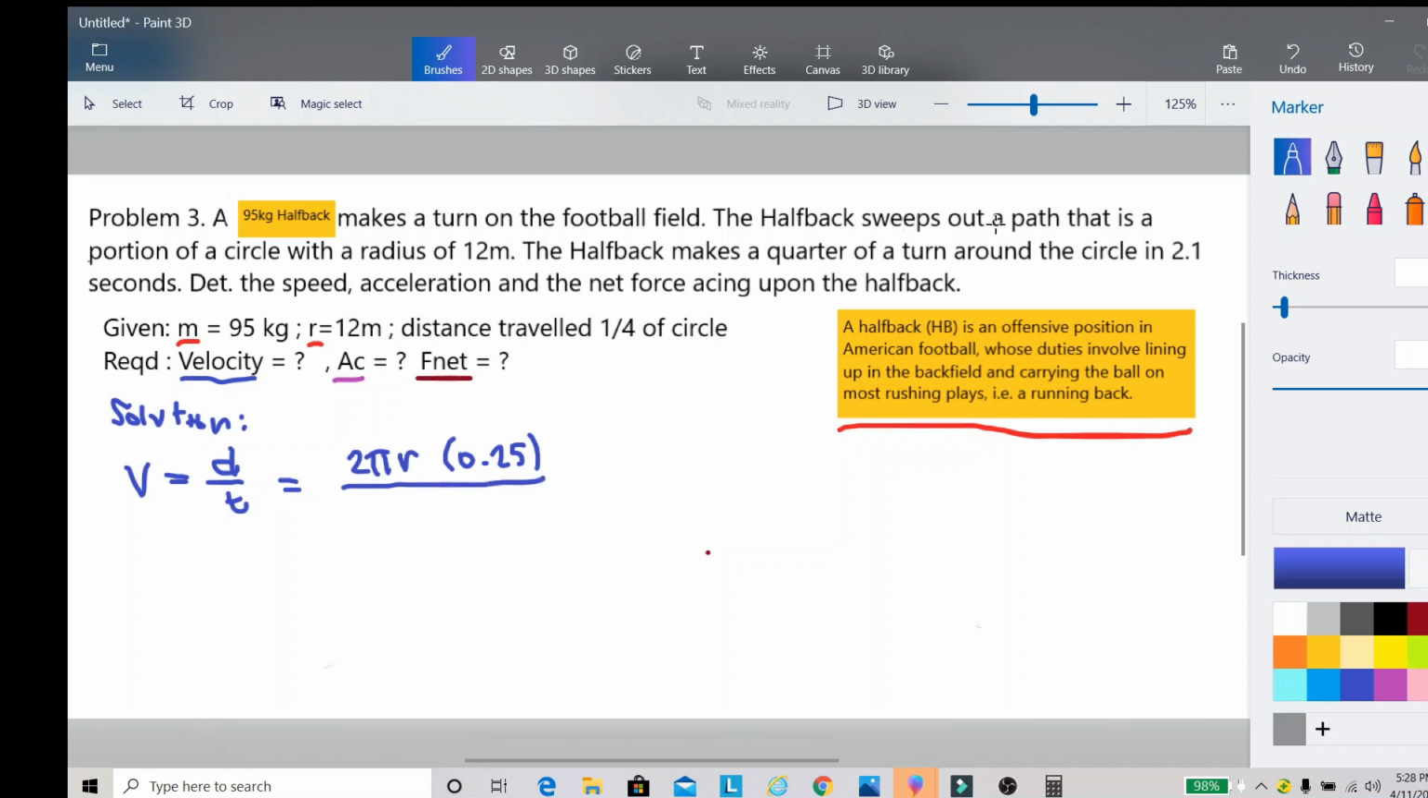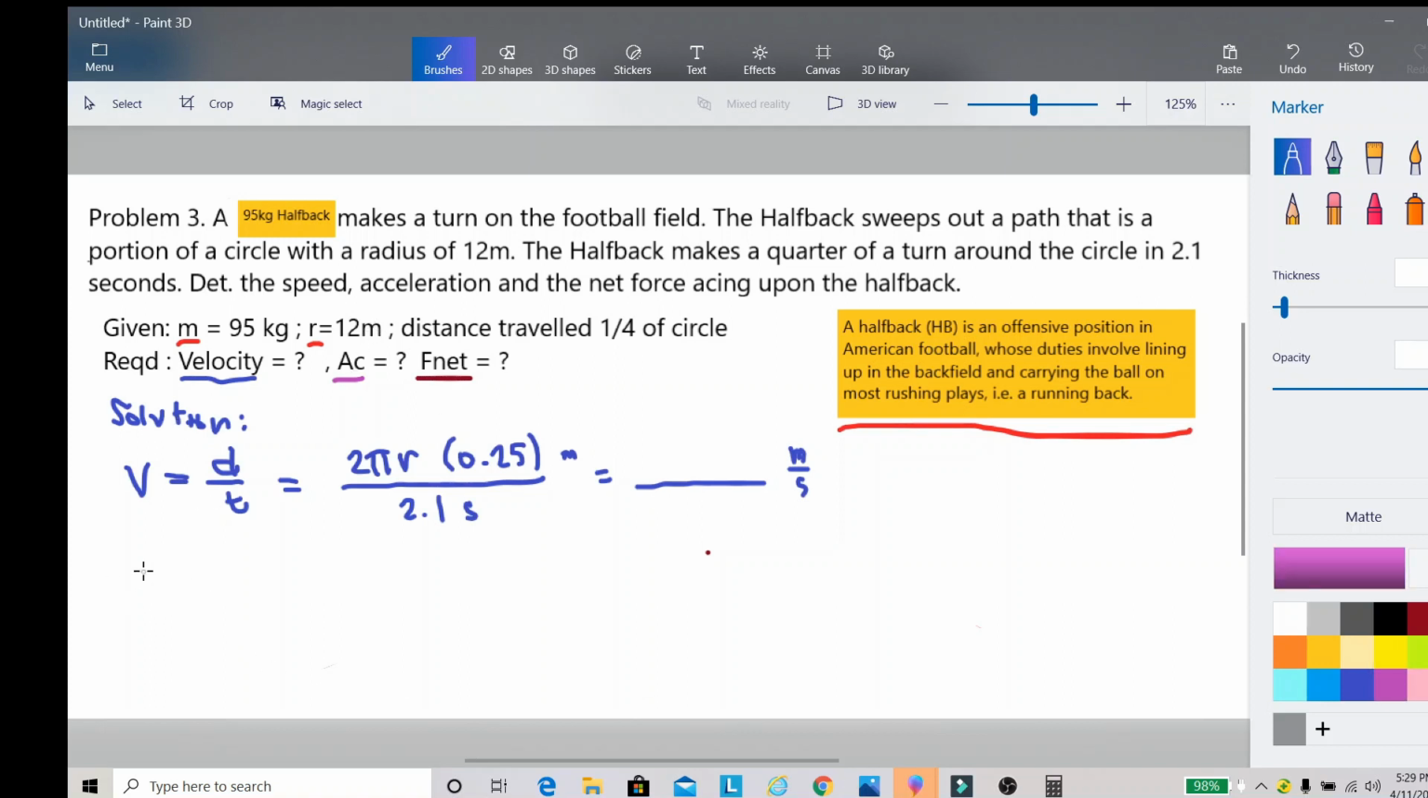Divide that by the time. So what's the time? That is 2.1 seconds. This one is in meters, so we are having an answer with a unit of meters per second.